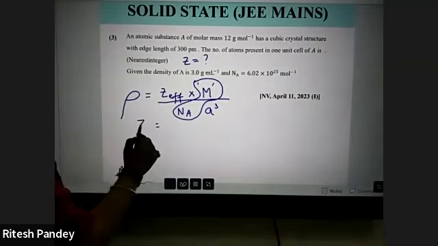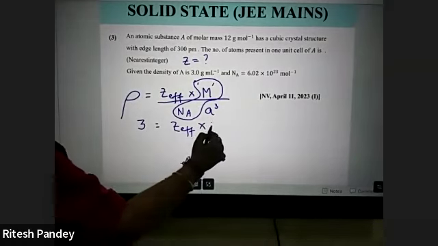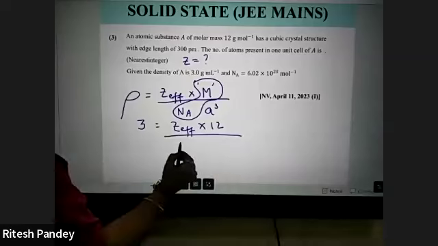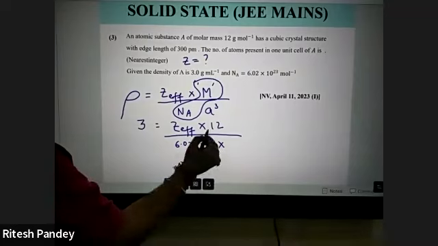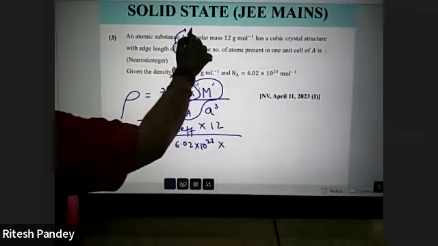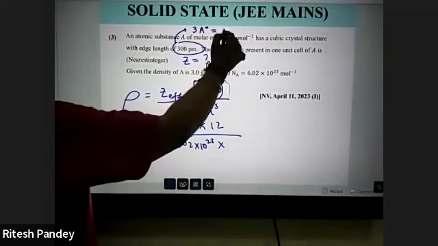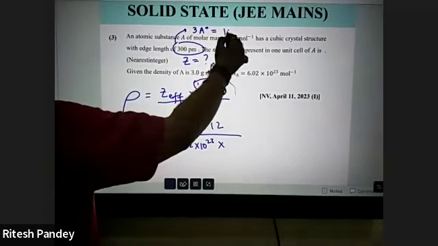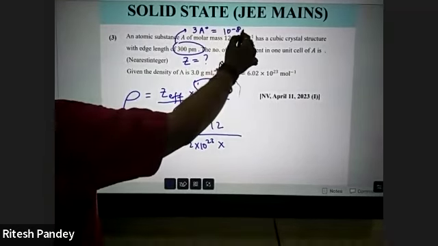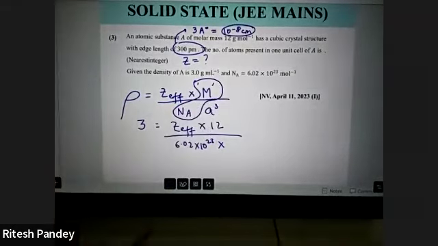Density is 3. I think this was not that challenging. The effective has to be calculated. Molar mass is 12.4, Avogadro 6.02 into 10 to the power 23 are given in the problem. And I've always told you, 300 picometers should be taken as 3 angstrom. The advantage we have with angstrom is angstrom being 10 to the power minus 8 centimeter. Density is always going to be in CGS unit.